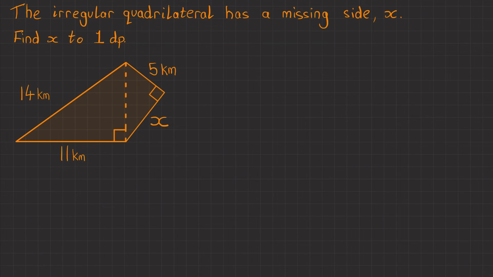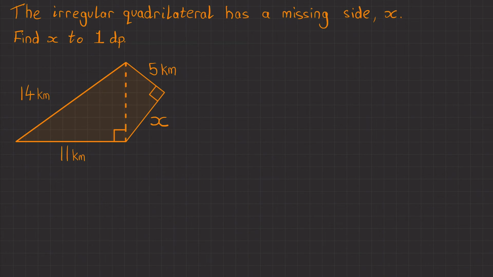Our final question, the irregular quadrilateral has a missing side x. Find x to 1 decimal place. So it may look a bit trickier. Same principles as the questions before. We've got the side length x here we're trying to find. We've got a given side length which is 5 kilometers, and we've got no side length on this side here. Now this side shares a side with this triangle here. So we can use this triangle to find out what this side length is.